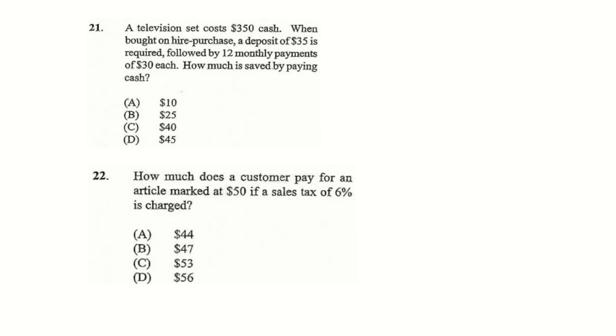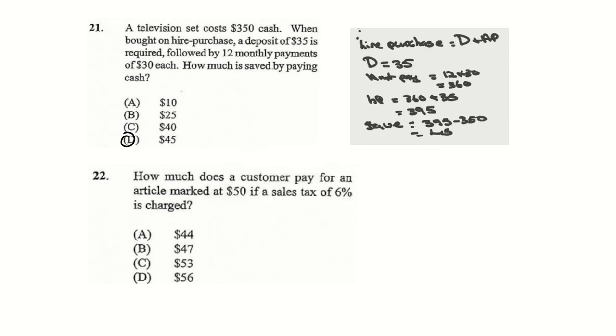For number 21, this is a repeated question. The answer is 45. We know that the hire purchase was 35 plus 360, which was 395. The difference between 395 and 350 is 45. So the answer is 45 for this question here. Right, this is the working in here. How much does a customer pay for an article at $50 if the sales tax of 6% is charged? So that's $50 multiplied by 6%.